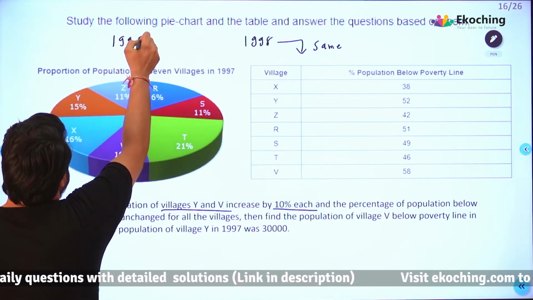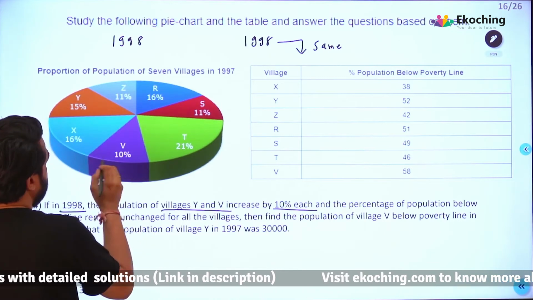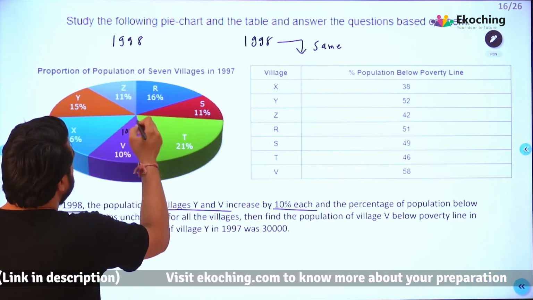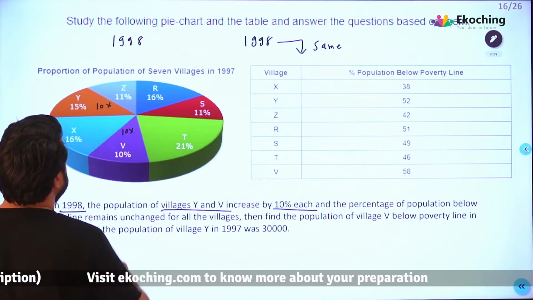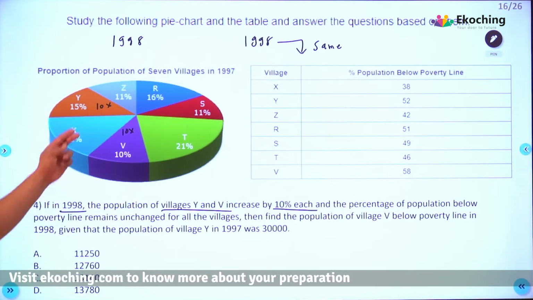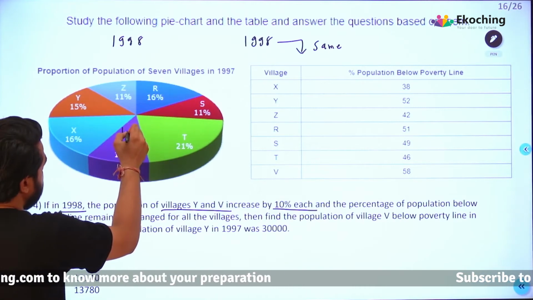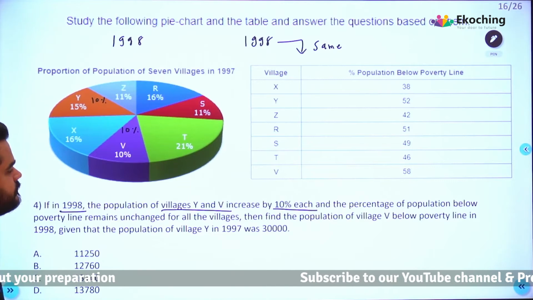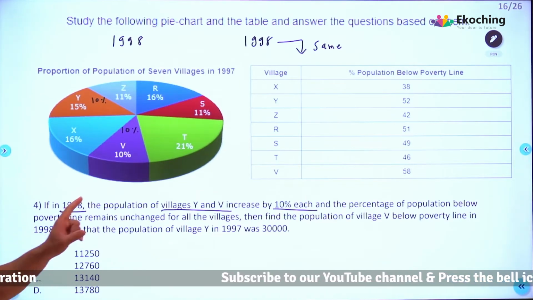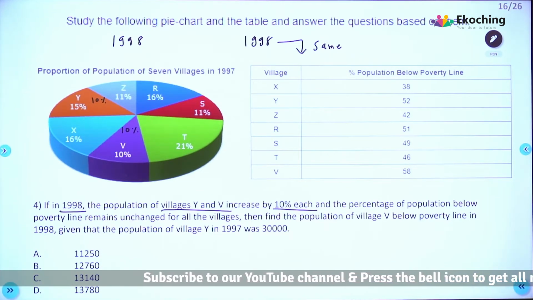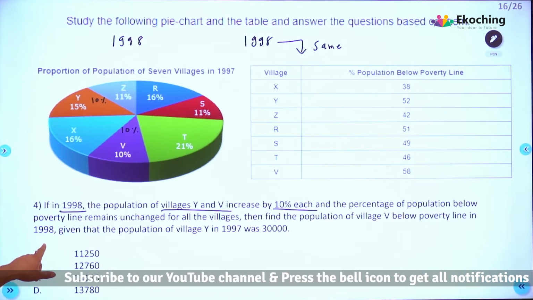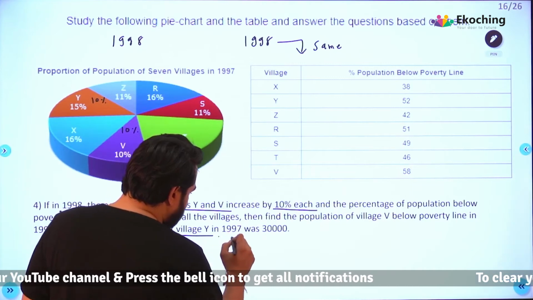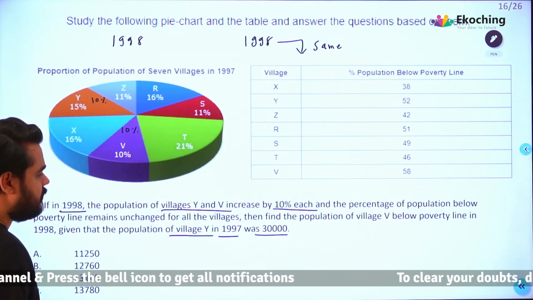1998 में V and Y, V में 10% increase, Y में भी 10% increase, okay. So it's 10% increase. Then find the population of village V below poverty line in 1998. Given that population of village Y, see we have one more information. Village Y का 1997 का population was 30,000.